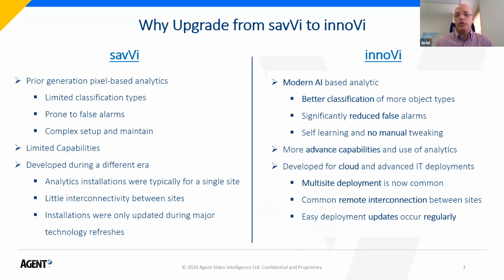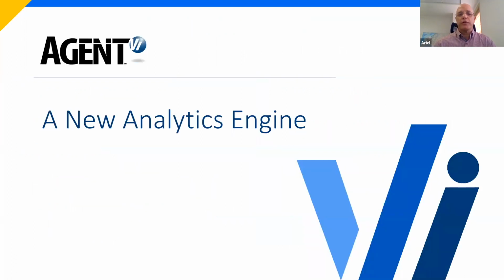And there is a growing trend to go to a cloud solution, mainly understanding that the cloud or a more advanced IT deployment really enables customers to run analytics very efficiently on multi-site deployments with remote connection, interconnectivity between sites, with easy updates that occur regularly, all the things that the cloud solution enables our customers. So really, in a nutshell, the differences between SAVI and innoVi.